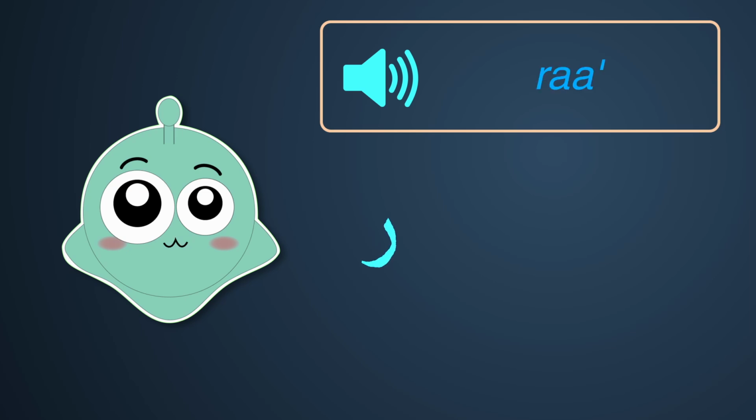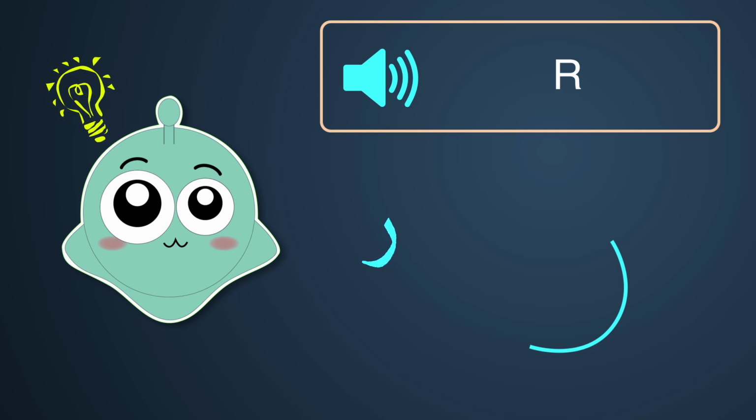Ra. There is no equivalent letter, but the not so close sound would be the letter R. The approximate sound would be the Spanish letter R.